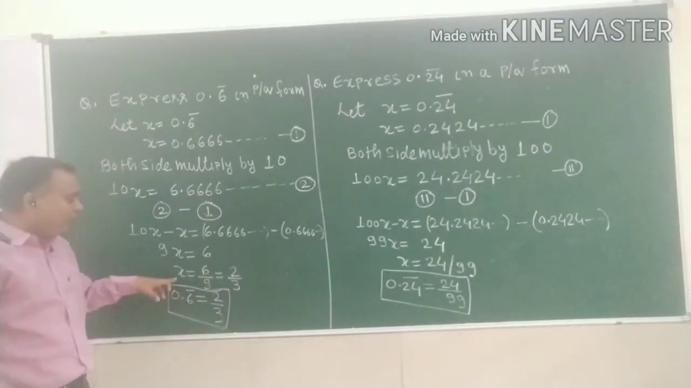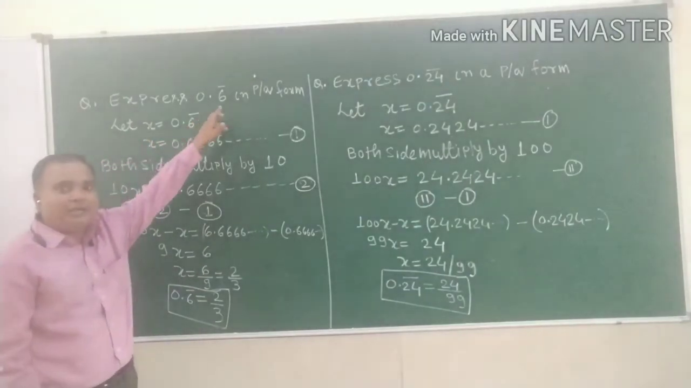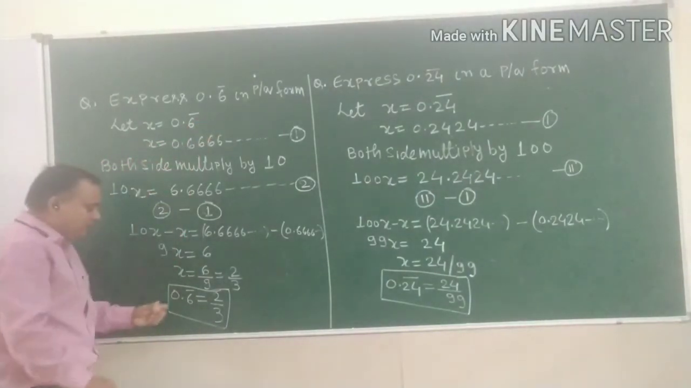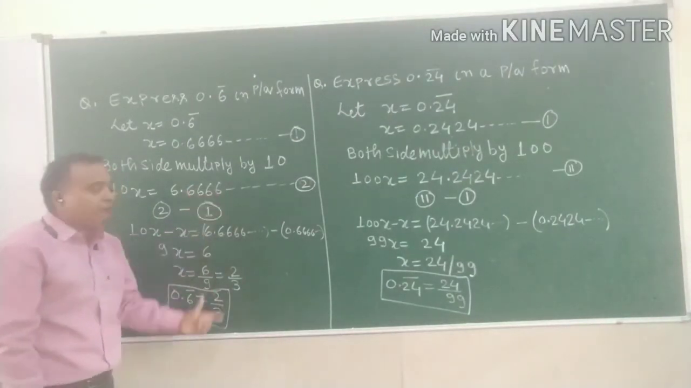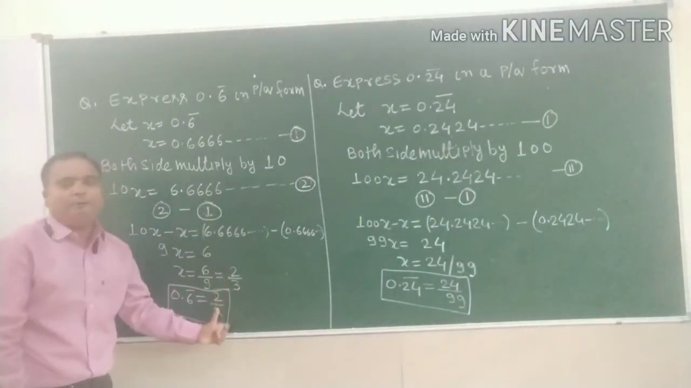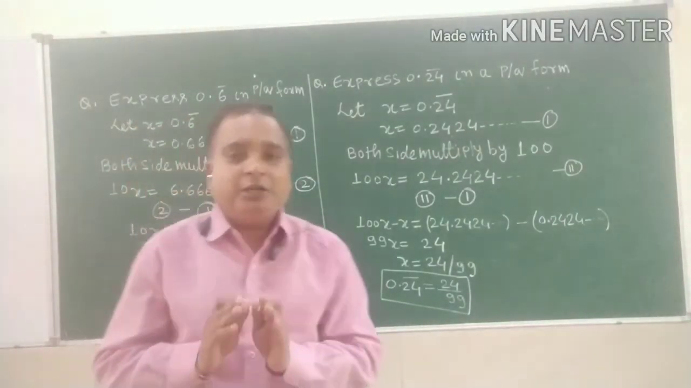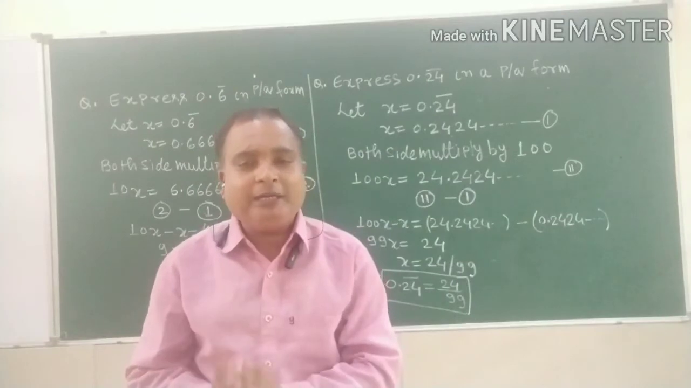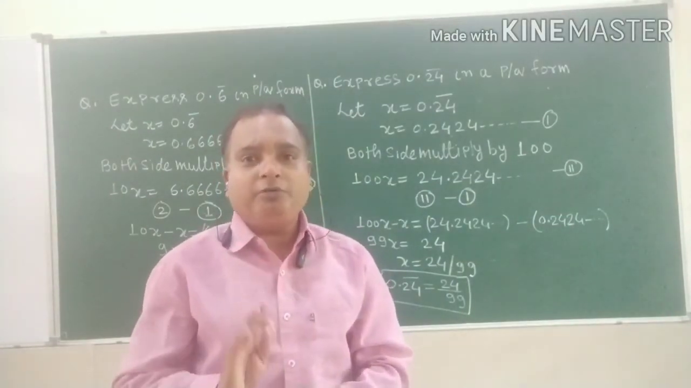Now what is the value of x? The value of x is 0.6 bar. So we can represent 0.6 bar in the form of p upon q as 2 upon 3. Like this we can represent any non-terminating but repeating number in rational number form like p upon q form.